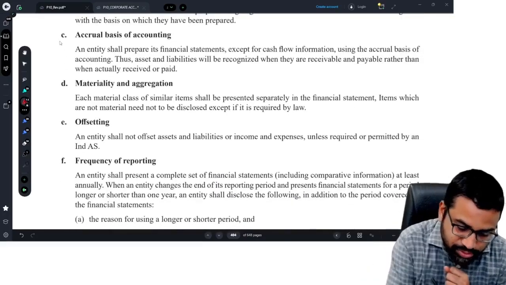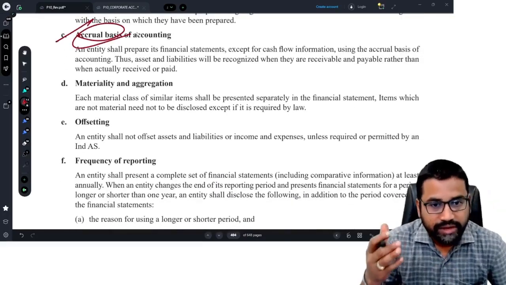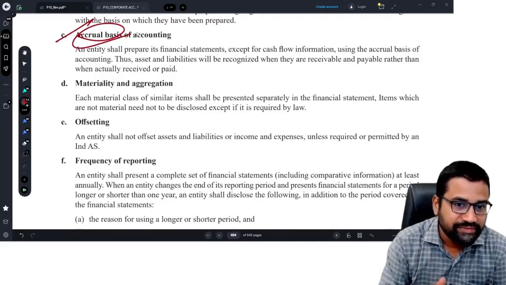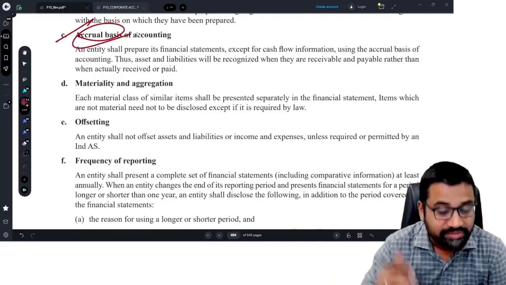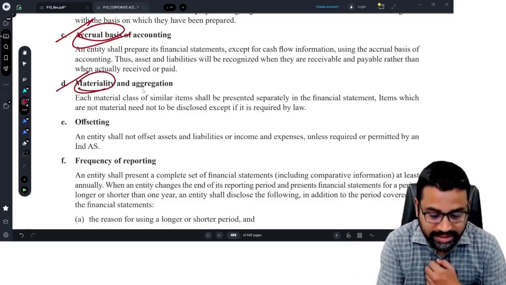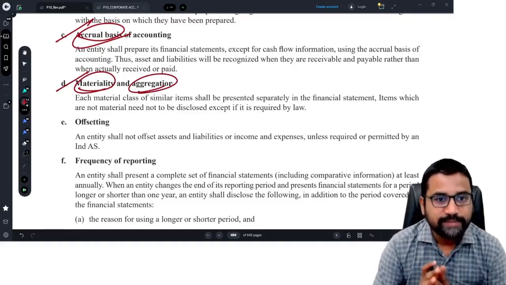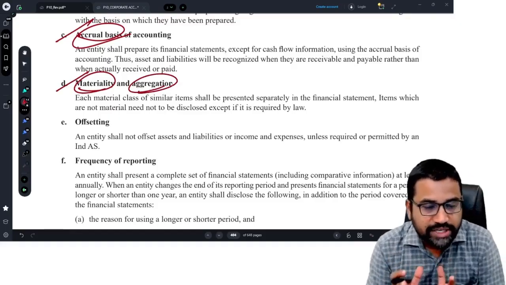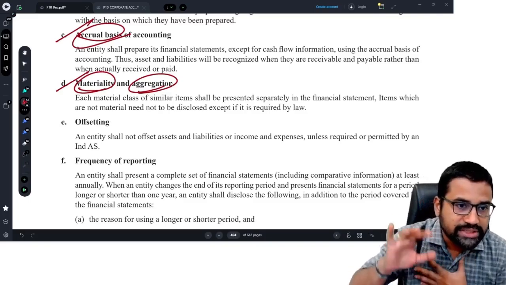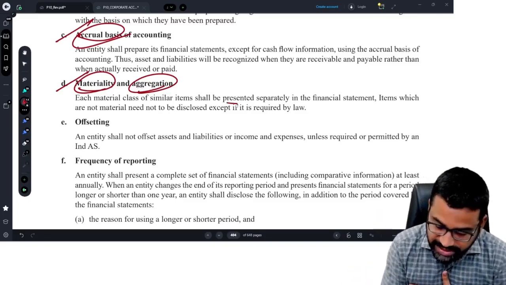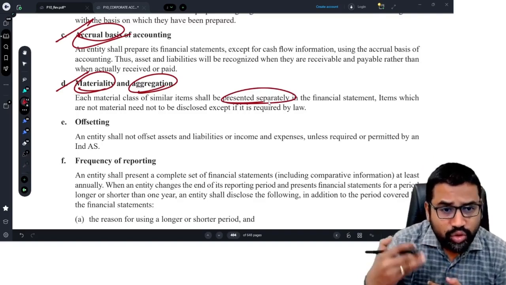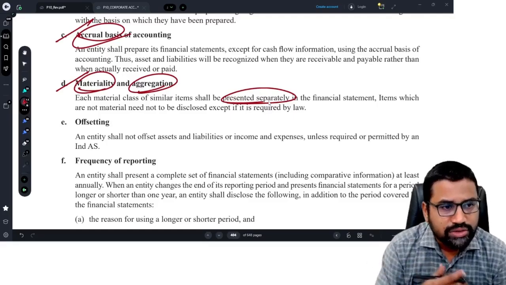Then accrual basis, you know this. Expenses and incomes will be recognized as and when they accrue, irrespective of whether they will be received or paid or not. Materiality and aggregation. Sir, what is this materiality? The financial statement should give importance to all material items. All material items should be disclosed separately in the financial statements, presented separately. And those which are not material, no need to disclose them separately.